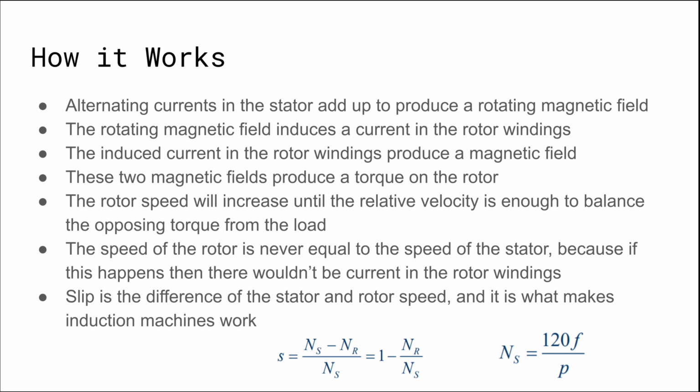The speed of the rotor is never equal to the speed of the stator, because if this happens, then there wouldn't be current in the rotor windings. Slip is the difference of the stator and rotor speed, and it is what makes induction machines work. Below are equations for slip and stator speed.